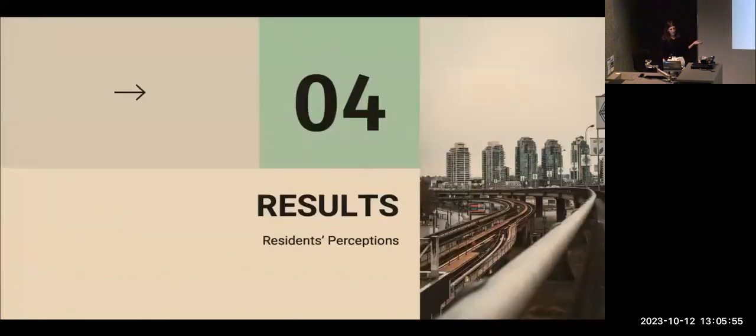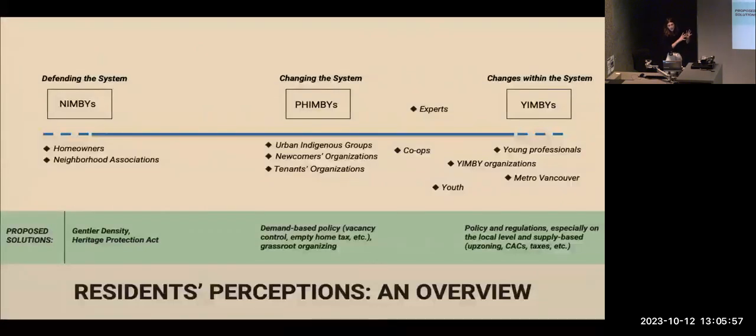So moving on to the results, the framework that I chose really helped me identify the main themes associated with each group, but also to tentatively treat opinions according to these three archetypes that I identified. I found that residents that I assigned to the NIMBY group really valued the preservation of the system as it currently is, and therefore disliked the Broadway plan, which was interpreted as a major change to the status quo.